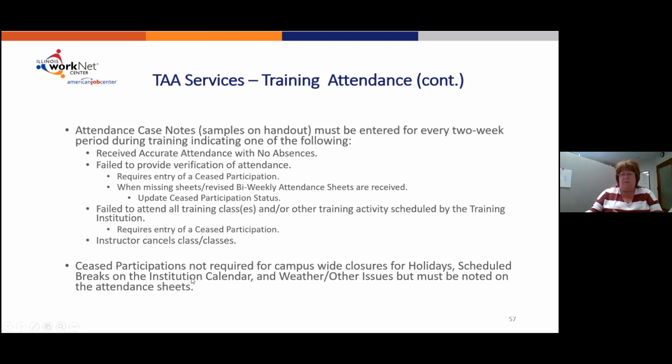Like it says down here, ceased participation is not required if it's a campus-wide closure for a holiday, or a scheduled break that's on the institution calendar. If it's a scheduled break on the institution calendar, that does require an entry of a payable training interruption. There can be weather or other issues. I think there was an electrical issue at a college one time, so the college had to close. Those don't require ceased participations, but they must be noted on those attendance sheets and in your case notes for that attendance period.